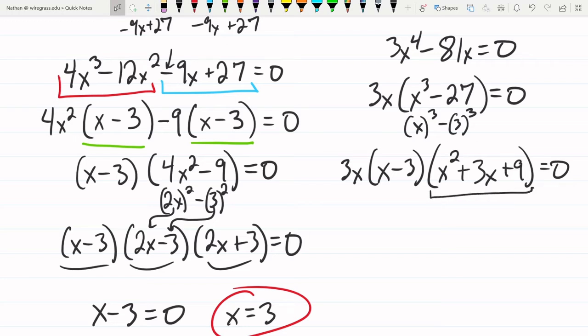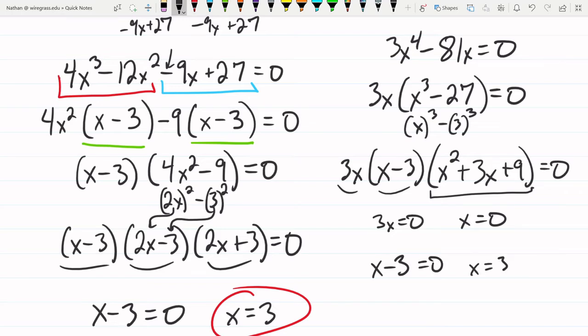This one will not be able to factor any further, and therefore we will not get an answer from it that we'll know how to do. Everything here is going to be positive, I believe, so it can't equal 0. But these two things can. So we have 3x equals 0 when x equals 0. And x minus 3 equals 0 implies that x equals 3. So we have two solutions here.